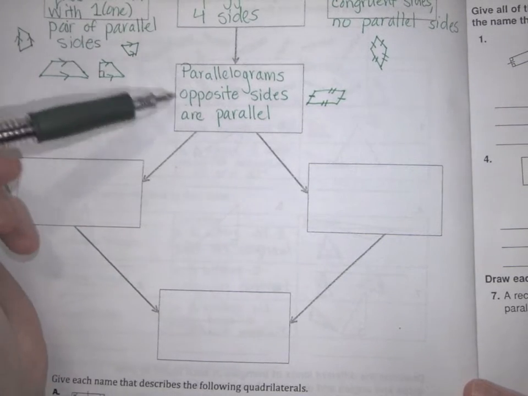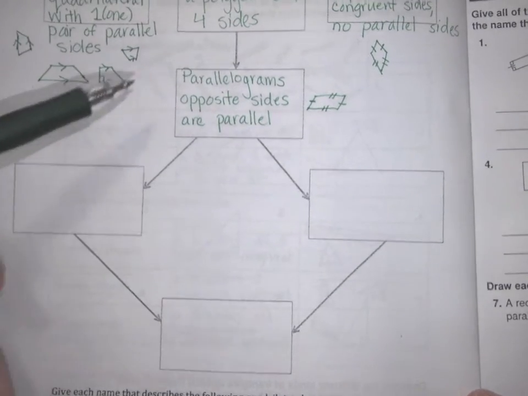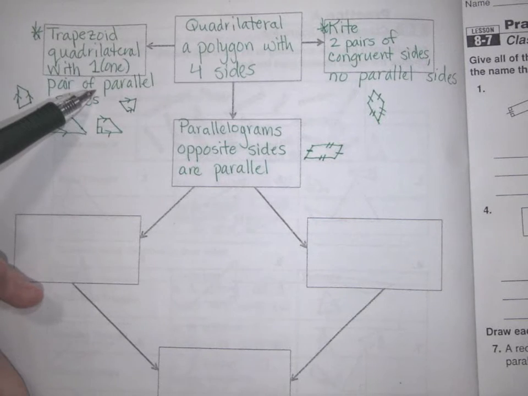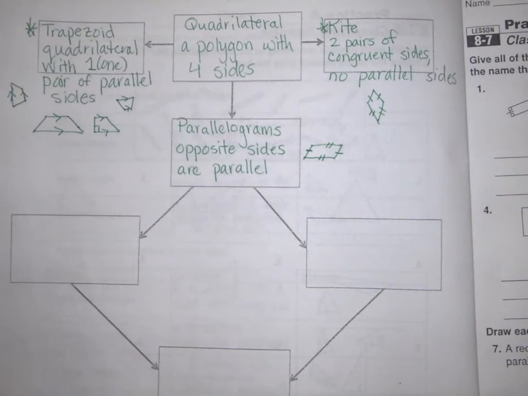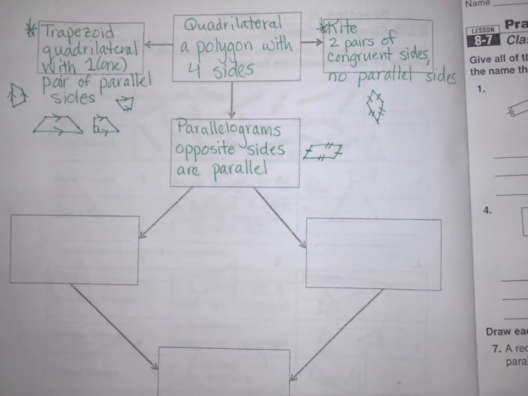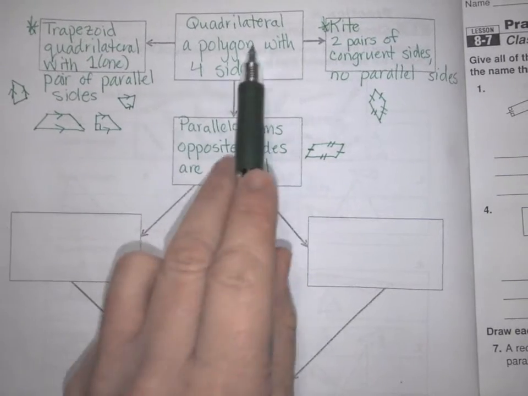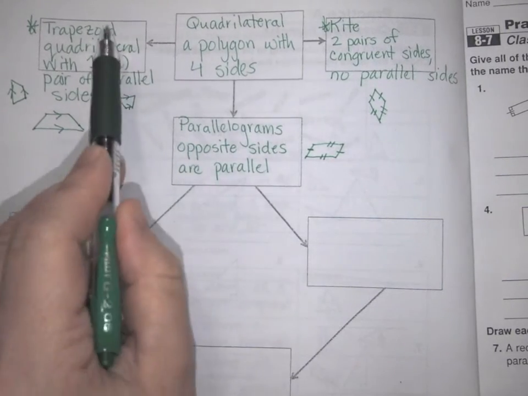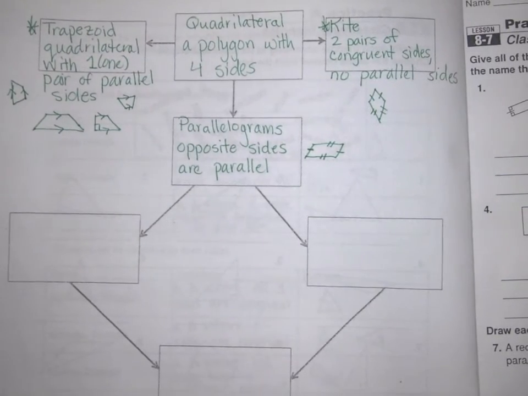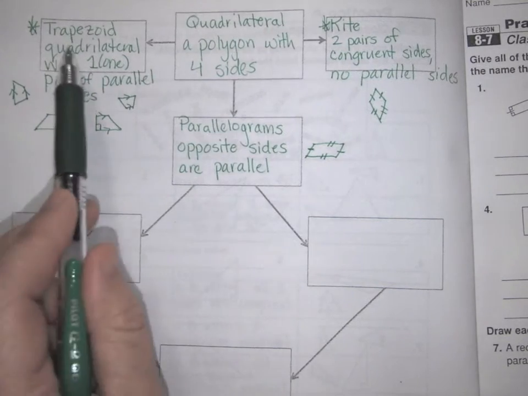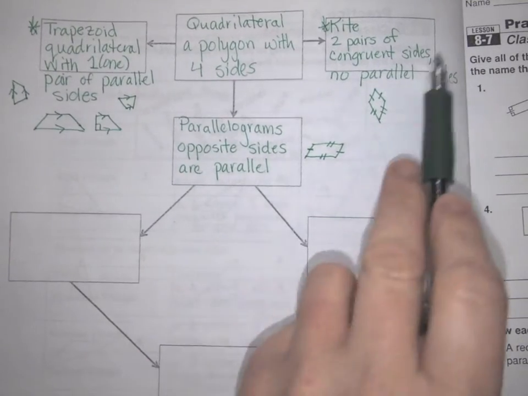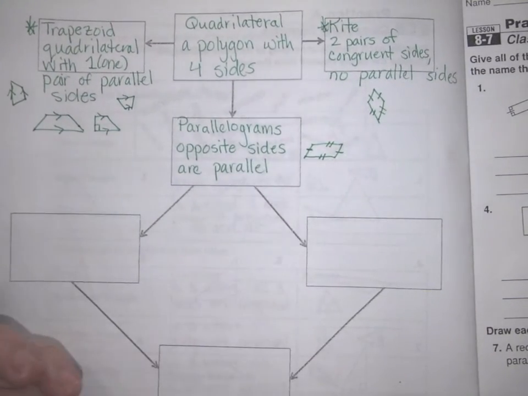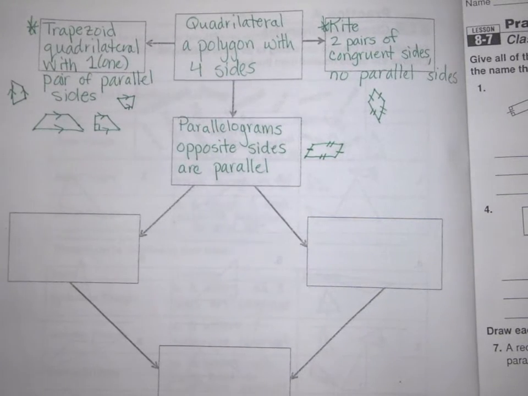Now, trapezoids and parallelograms are not connected because you can't have 1 pair of parallel sides and 2 pairs of parallel sides. That can't exist. So if you are a quadrilateral, you are one of these 3. Okay? You'll be a trapezoid, parallelogram, kite, or just a quadrilateral if none of these is true.